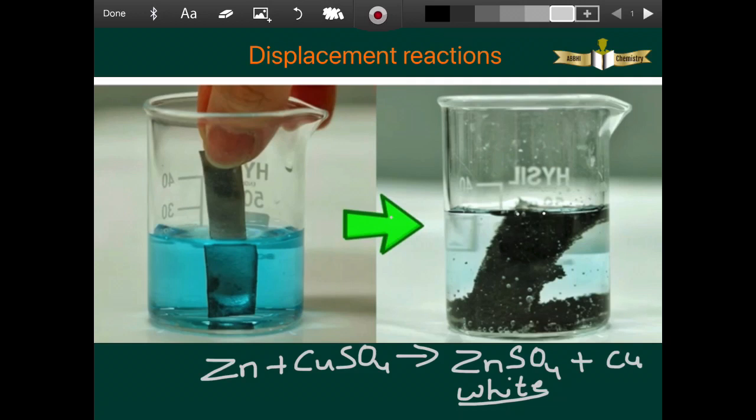In the next class, we are going to deal with double displacement reaction and redox reaction, that is nothing but reduction and oxidation reaction, and how they are going to be happening.